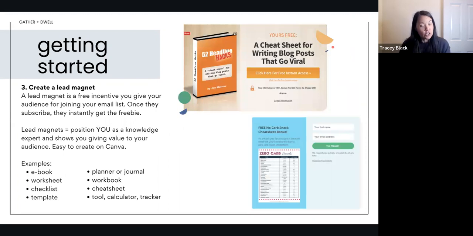The next thing you're going to do is create a lead magnet. A lead magnet is sometimes called a content upgrade. Basically, it's some kind of incentive for joining your email list. And you guys, it's so easy to create something like this. Again, Canva is really going to be your best friend.